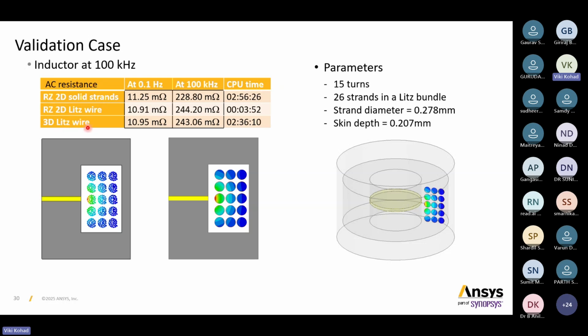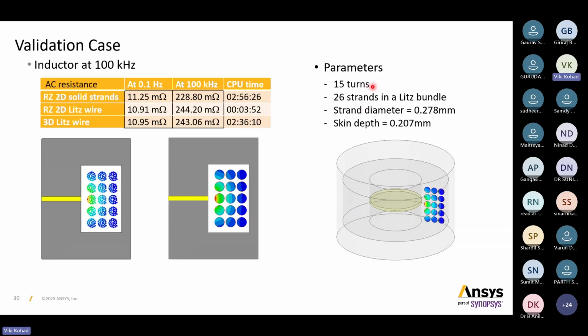In the 3D also, with the leads wire technique the resistance is nearly equal, and the simulation time increases here, but this is for the 3D part. Here you can see for the 2D solid strands it takes around 3 hours, and the same with leads wire for 3D takes around 2.5 hours. If you do the same simulation in 3D with solid strands, it will take nearly 10 hours. So that is the benefit of leads wire.